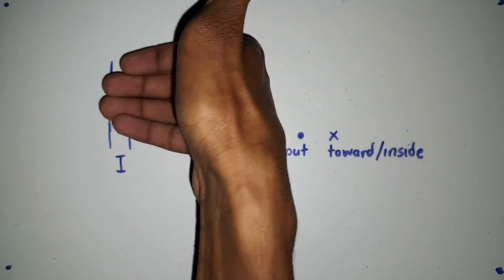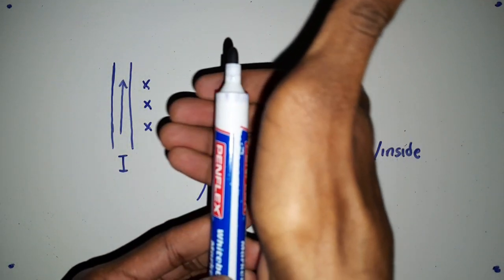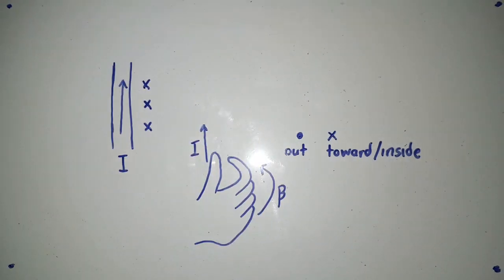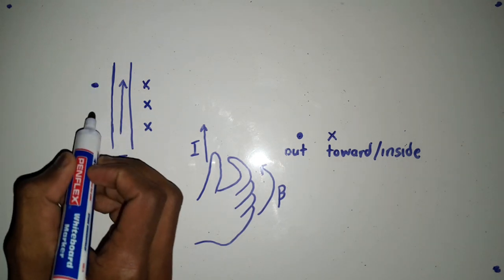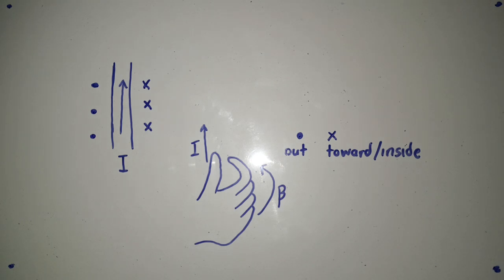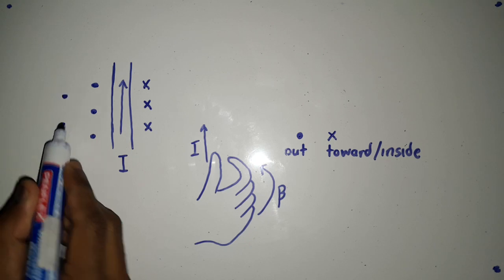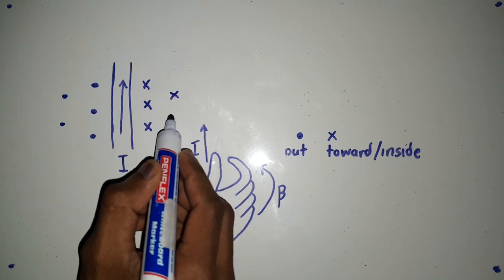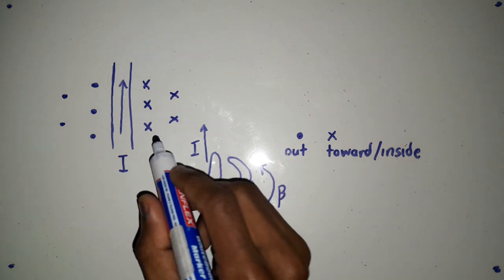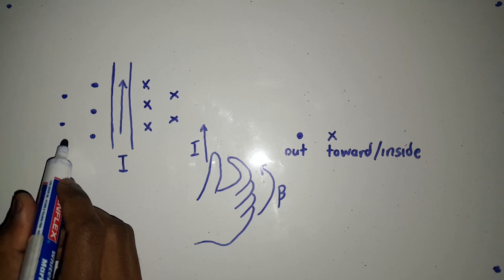If I turn it like this, it's like I have a marker, and I put my hand around it, they're going to move out on this side. The magnetic field is going to move out of the page. As we go further, they become weaker and weaker. So this side is inside the page, and this side is out of the page.